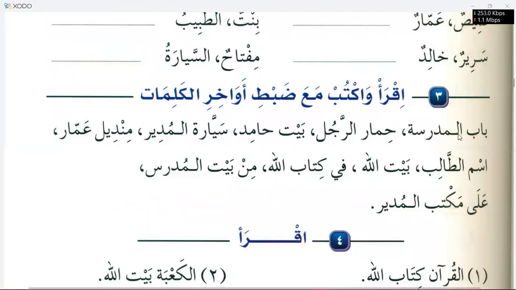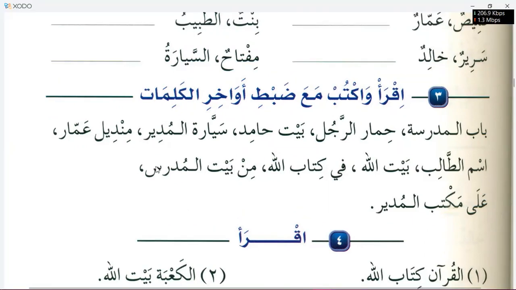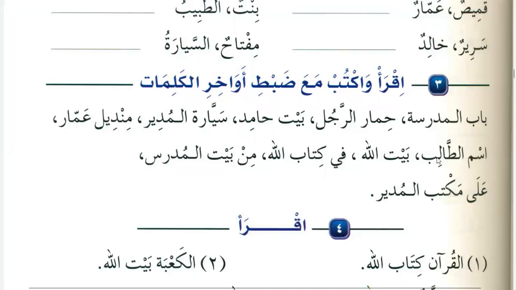Babul madrasati. The door of the school. Himaru rajuli. The donkey of the man. Baitul Hamidi, Hamid's house. Sayaratul mudiri, the principal's car. Mindilu Amarin, Amar's handkerchief. You need to read the last vowel as well. Mindilu Amarin. Correct. Ismu talibi. The name of the student. Kasra only because it has alif lam.